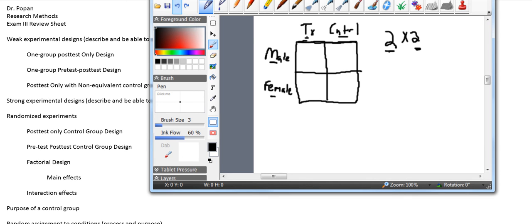Or if we had a main effect for gender here, we would see that, let's say, the males had lower social anxiety than the females, ignoring treatment. So that would be an example of a main effect for gender. A main effect for treatment would be a difference between the two treatment conditions, or a main effect for condition would be a difference between the treatment and control conditions.